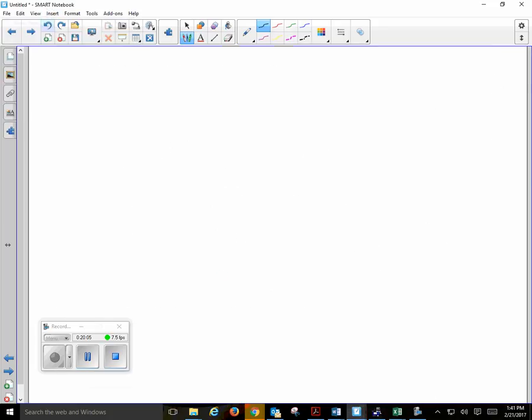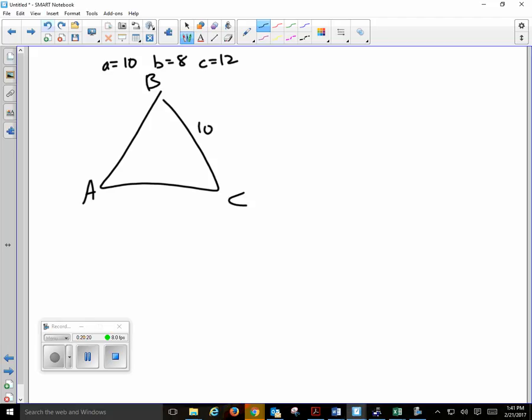Okay, let's talk about problem 1, and I'll teach you how to find the area. So what are the three sides? A is 10, B is 8, and C is 12. So I've got a triangle, A, B, C, 10, 8, 12. Which angle should we find first? C. So we have 12 squared is equal to 10 squared plus 8 squared minus 2 times 10 times 8 times the cosine of angle C. That should be the first thing that you have set up. Plug it into your calculator.